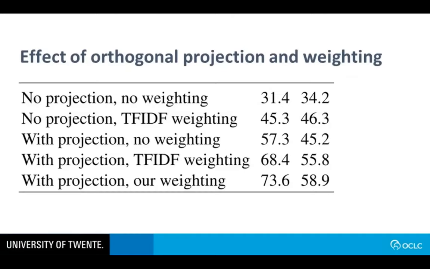This table gives you the effect of our two crucial tricks: the orthogonal projection and weighting. You can see with projection, the number goes up quite a bit. And without weighting, in terms of calculating the sentence embedding, if you're using TF-IDF, which is a very standard weighting scheme in natural language processing, our weighting really still outperforms the traditional one.